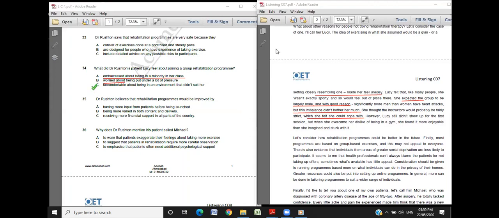Uncomfortable, because again they have mentioned this fact here that she still didn't show up for the first session, but when she overcame her dislike of being in a gym, she found it more enjoyable. So the setting was the main issue for her. Okay, now this is the reason how you can rule out A and B both.